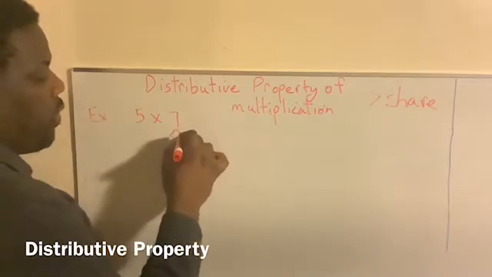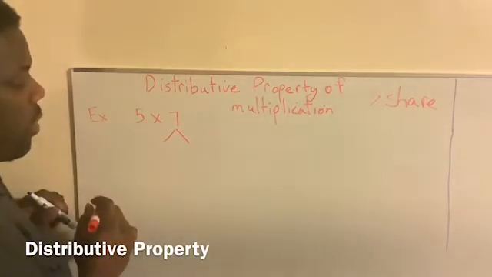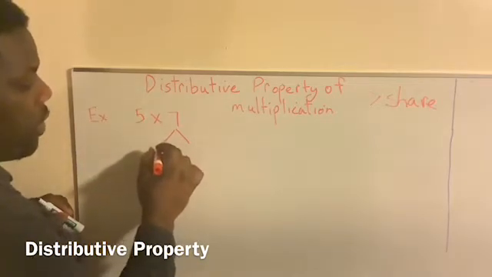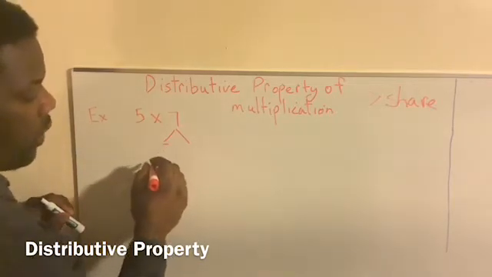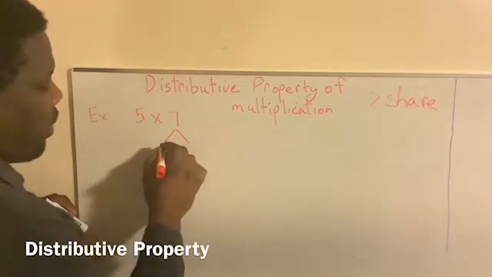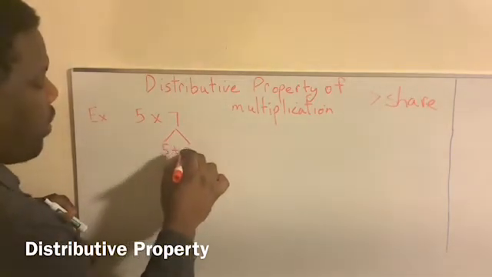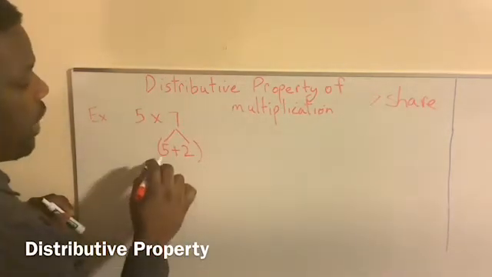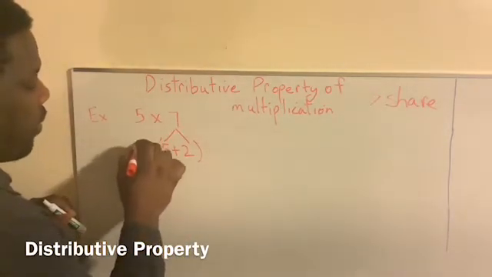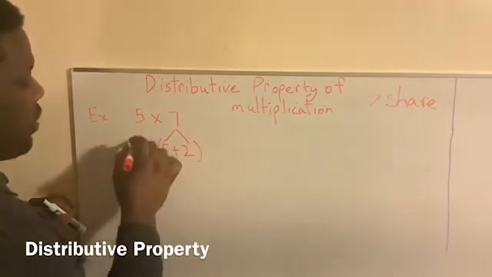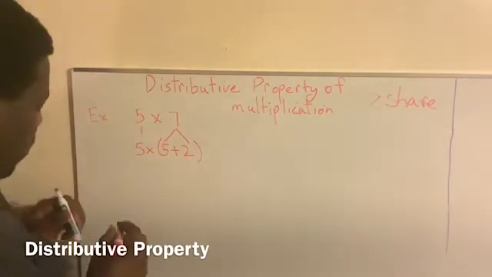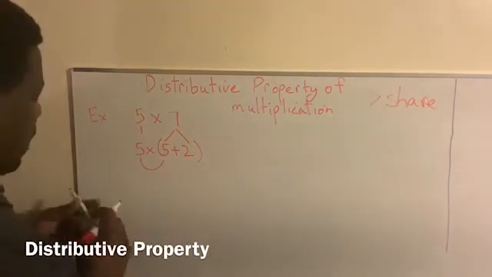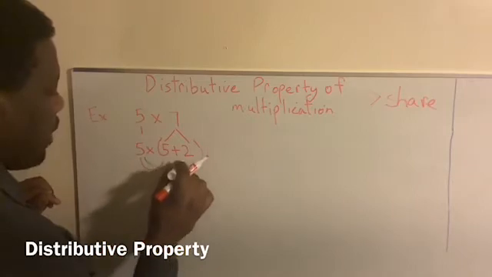the property states we can break apart one of the numbers into a sum. So let's think about how we can break apart 7 into numbers that we like. So 7 can be broken apart into 5 plus 2. Once we multiply all the parts by the second factor, our answer is going to be the same. So now we have two sentences. 5 times 5, and we have 5 times 2.